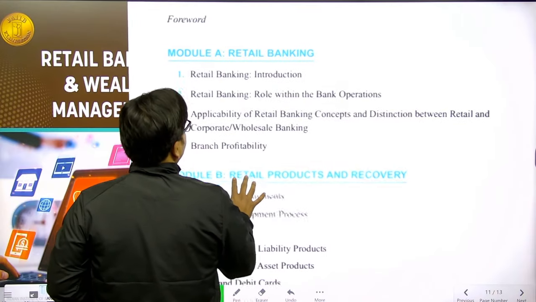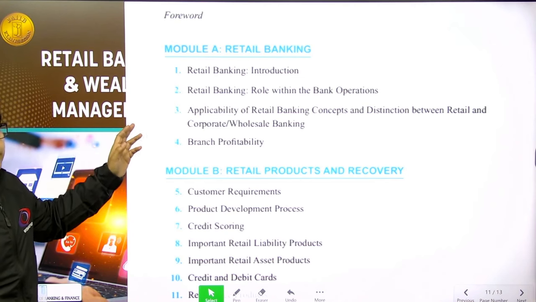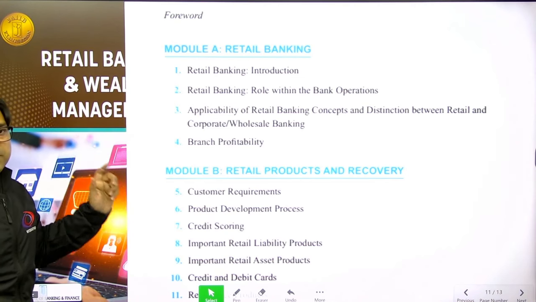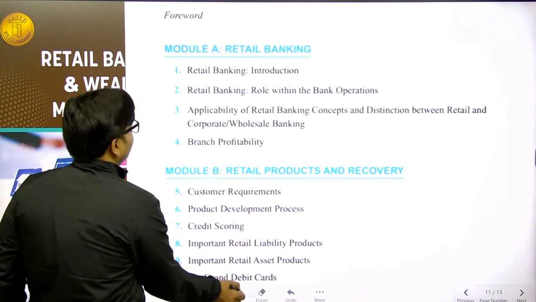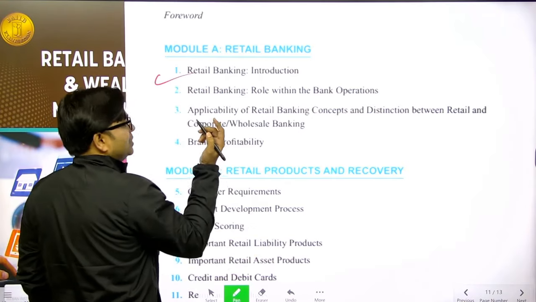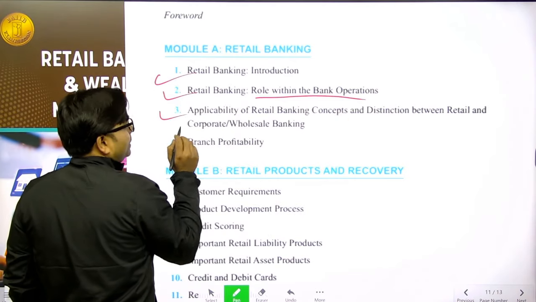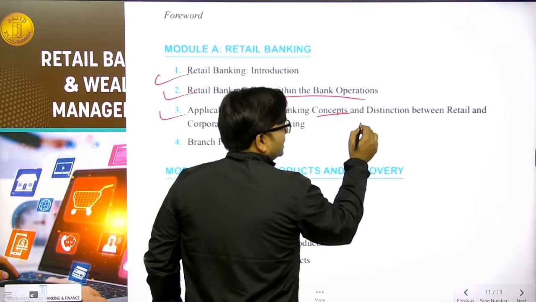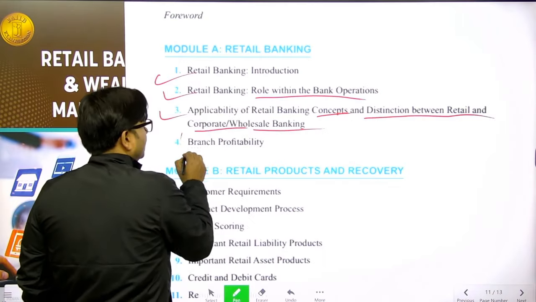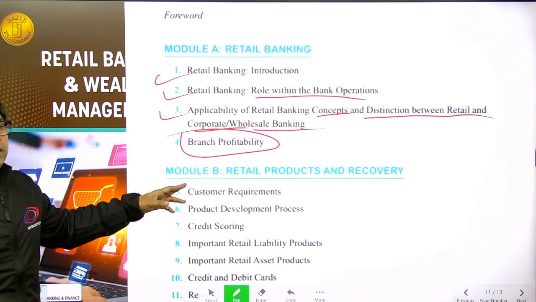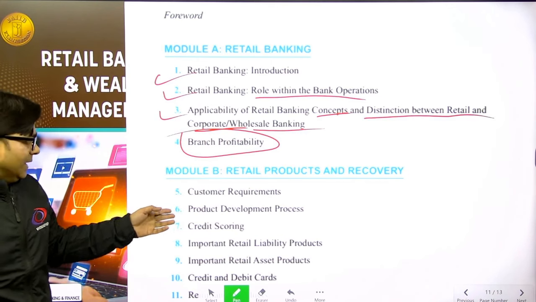Retail banking and wealth management. If you remember the Retail Banking book of CAIIB, one of the elective papers of CAIIB, and look at the topics in Module A, you'll find retail banking introduction, retail banking role within the bank operation, applicability of retail banking concept, and distinction between retail and corporate wholesale banking, all the same. One new topic has been added, branch profitability. This topic is not there in retail banking.